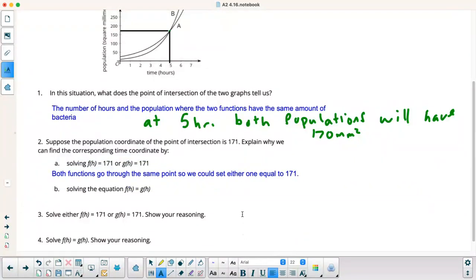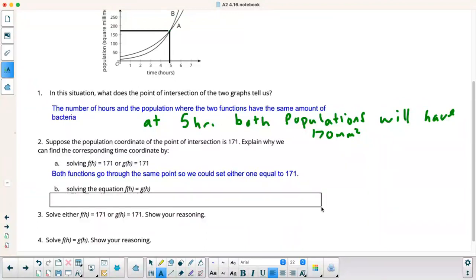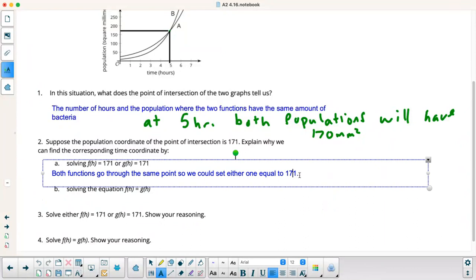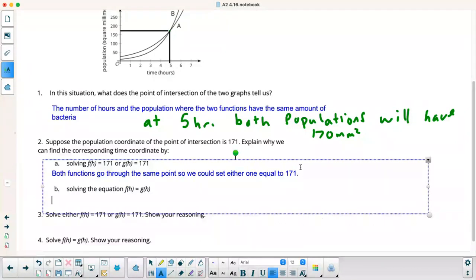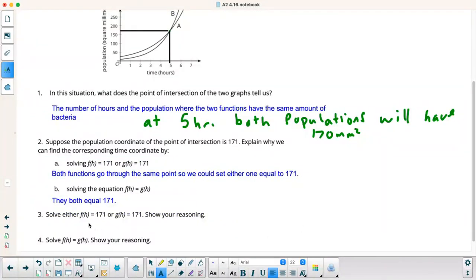We could also solve the equation where they're equal, and yes, they both equal 171, so yeah, we could set them equal. All right. So solve either f of h equals 171 or g of h equals 171. Show your reasoning.